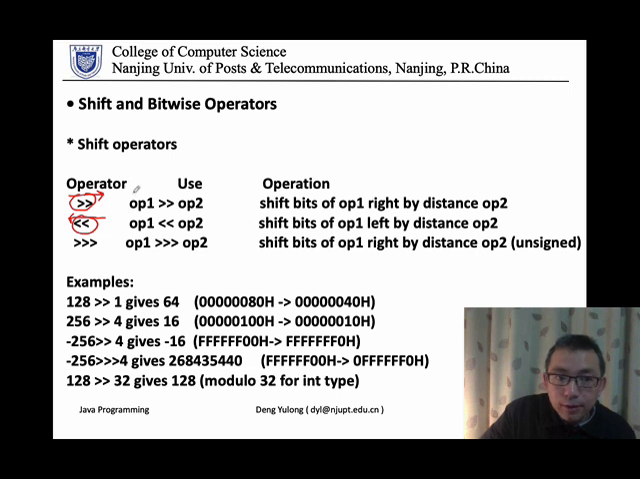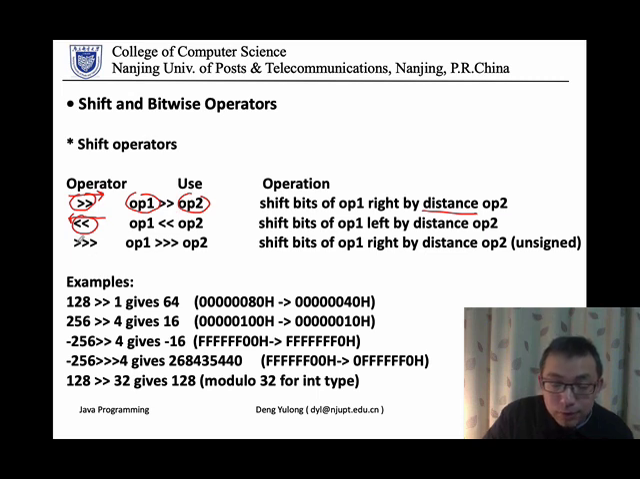The first operand is the number we want to shift, and the second operand is the distance. In other words, it's how far we do the shifting. There are two directions for arithmetic shifting, from left to right and from right to left. This is arithmetic shifting.